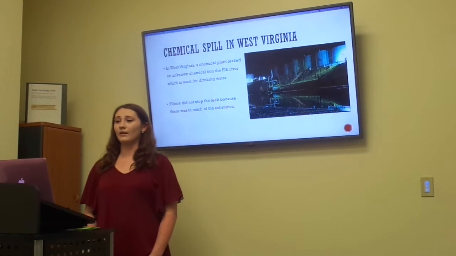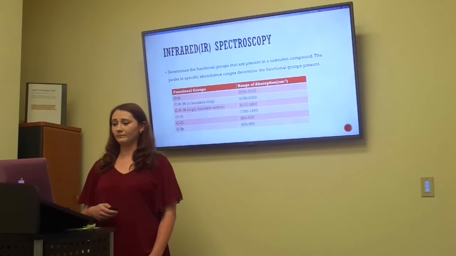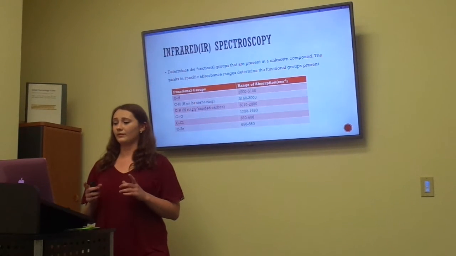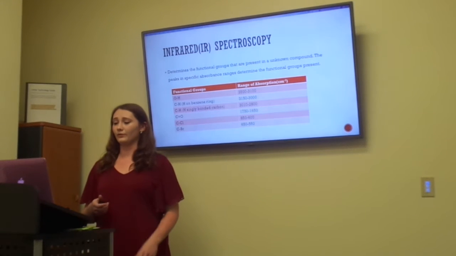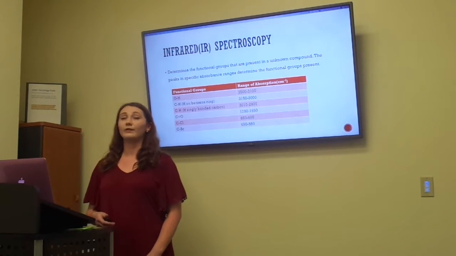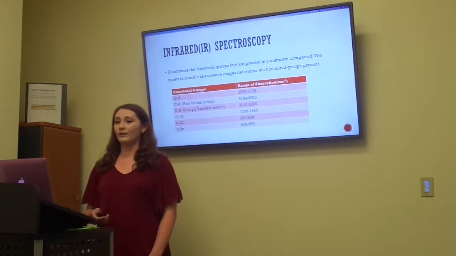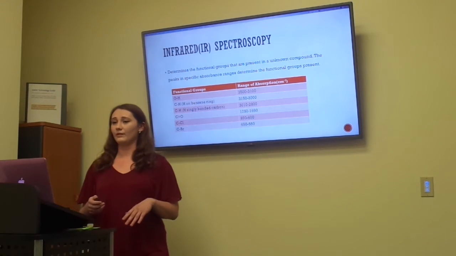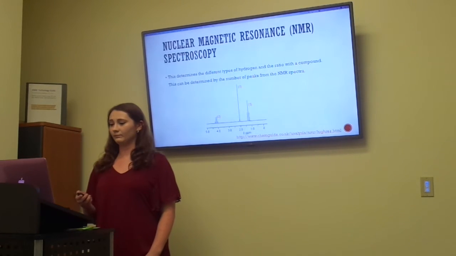So we use IR and NMR spectroscopy to determine what the compound could possibly be. IR, or infrared, determines the functional groups present in the compound. Depending on where the peaks fall in the absorption range on the graph, it indicates what functional group is present. So if you have the oxygen and hydrogen bond, there's a peak in the 3500 to 3000 range, and that means that functional group is present.